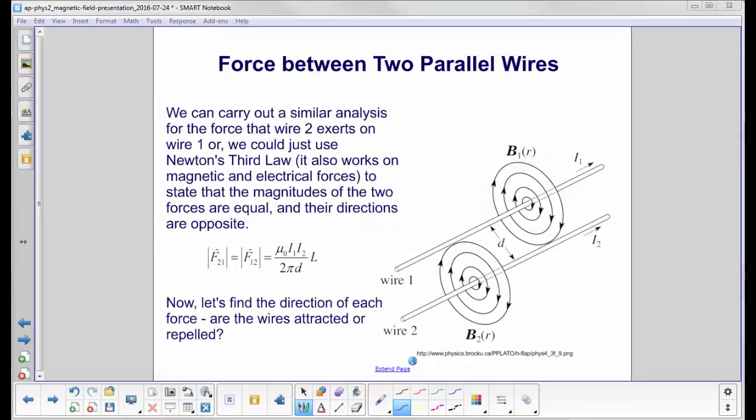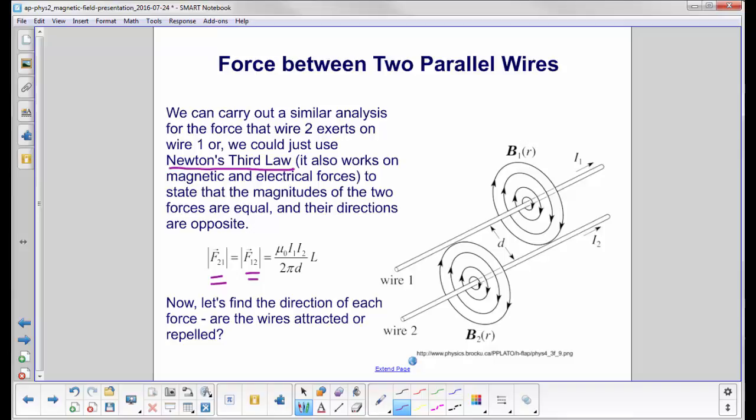We can do the same algebraic technique to find the force that wire 2 exerts on wire 1, or we can just invoke Newton's third law. It also works for magnetic and electrical forces, just like mechanical forces. And we will state that the magnitudes of the two forces are equal, and here are the magnitudes, and notice I show the vector notation of the forces, and their directions are opposite each other.